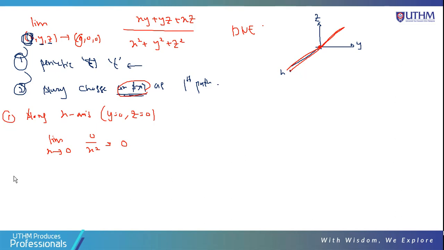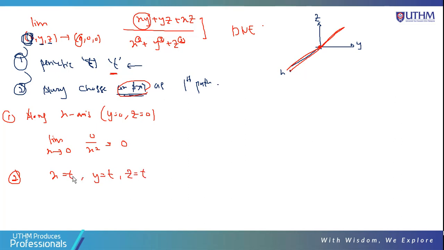Okay, second path, you can change the equation to the parametric. So how can we change? Let's say we write x equal to t. Because the degree is 2, we make sure the numerator and denominator have the same degree. So when you want to substitute t, make sure the numerator and denominator have the same degree. So here the degree is 2, so you make sure t multiply t. Okay, so x equal t, y equal t, and z equal t.